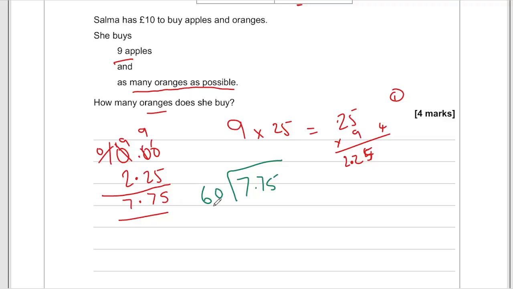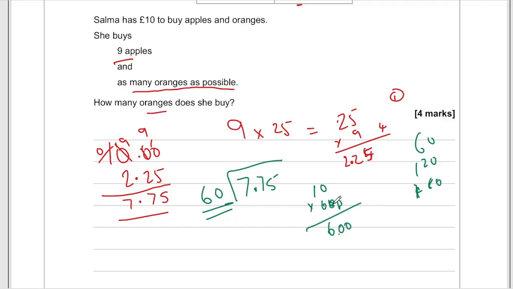If I'm thinking about 60 into £7.75, I could look at that and go, well, that's sort of the 60 times table. So 60, 120, 180, and so on. So I've got quite a big times table to do there. Or I could say, well, actually, if I had 10 oranges, 10 times 60p is going to give me £6.